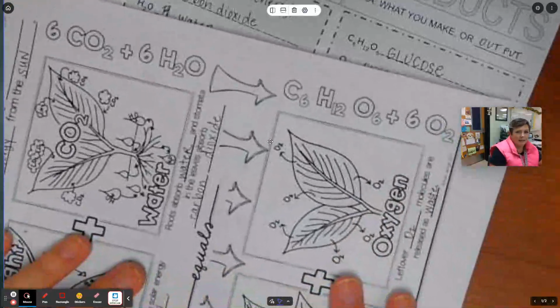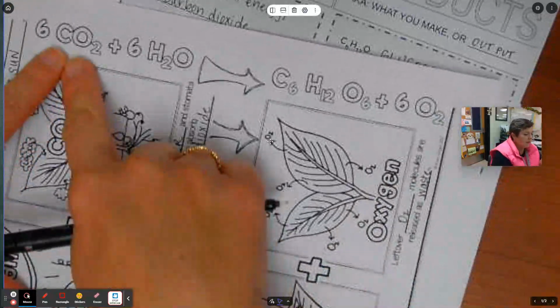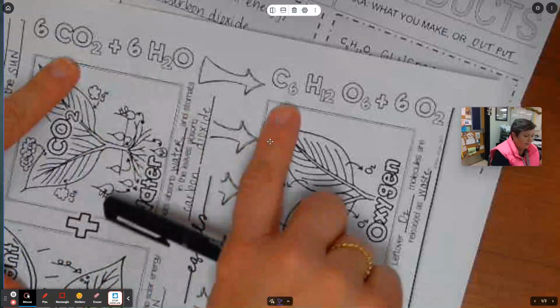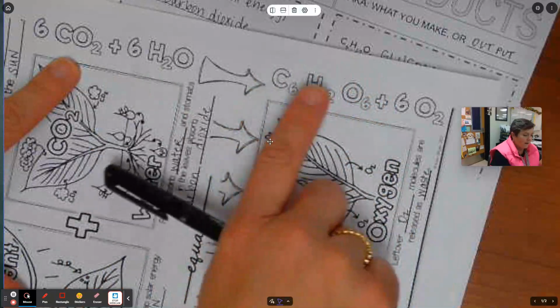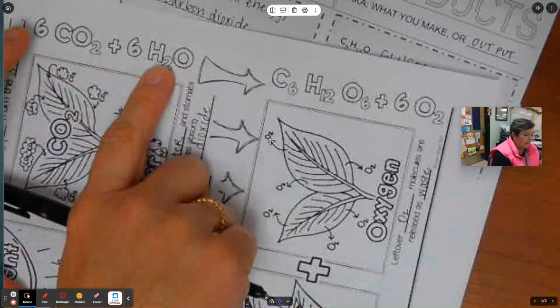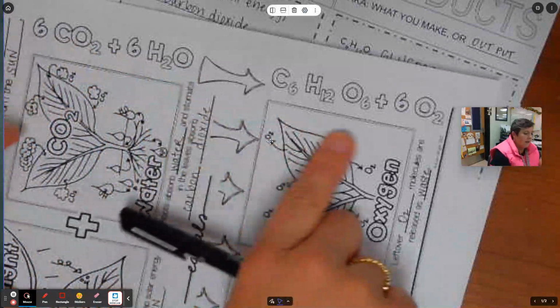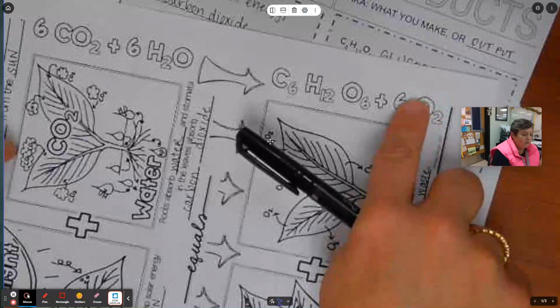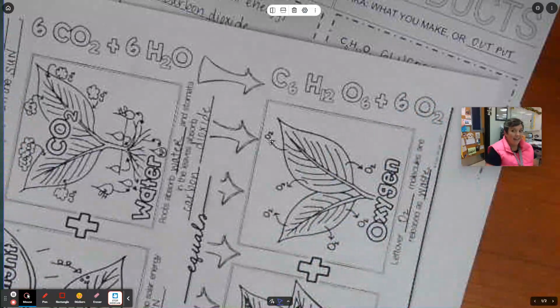Okay, we can also look at it like this. Okay, see, we have carbon dioxide and water, right? We have all of the ingredients for this: carbon, hydrogen, oxygen, carbon, hydrogen, oxygen. It just rearranges them, and then it spits out glucose and oxygen.